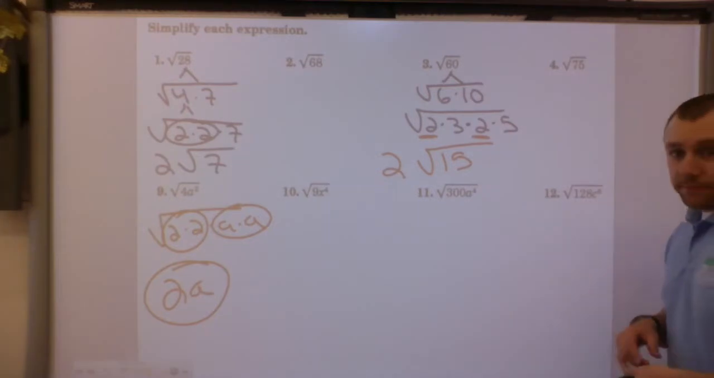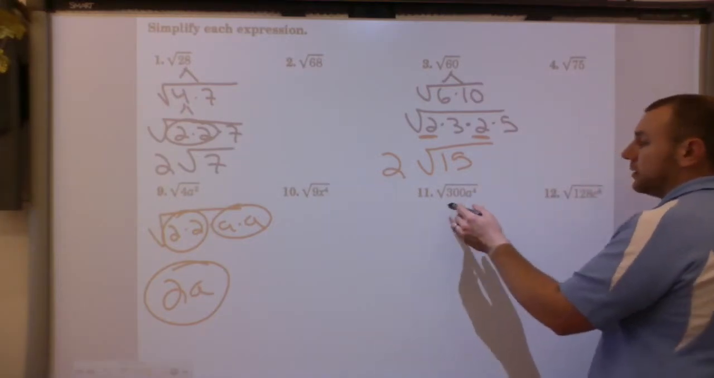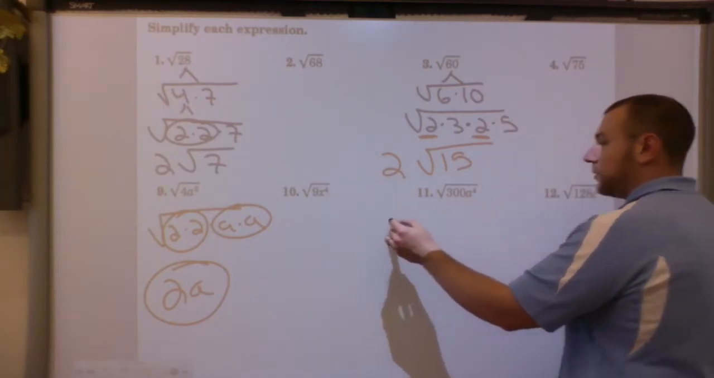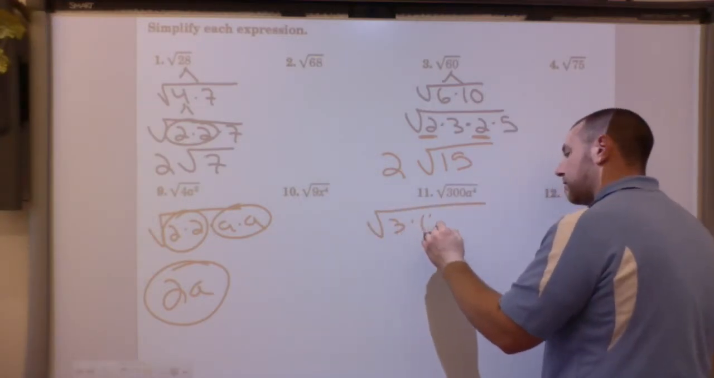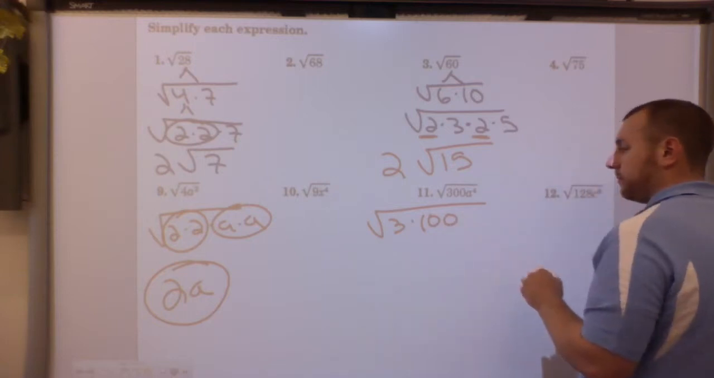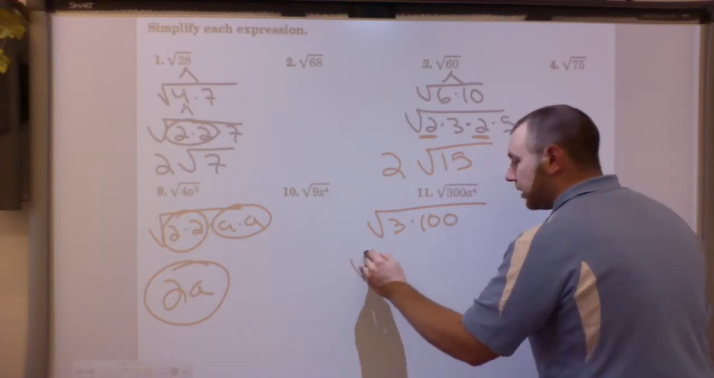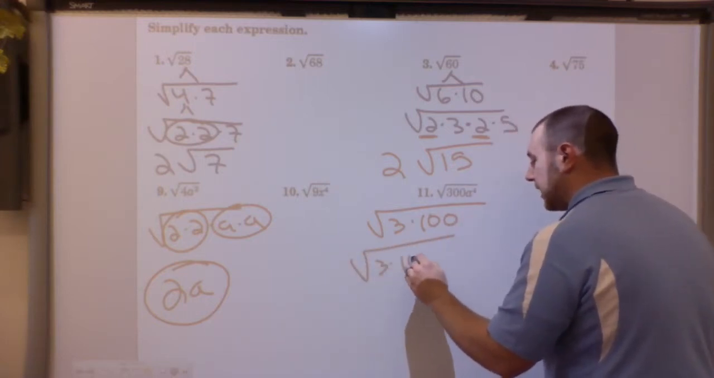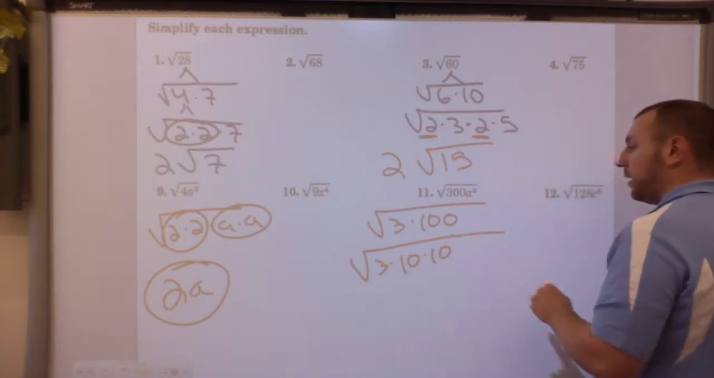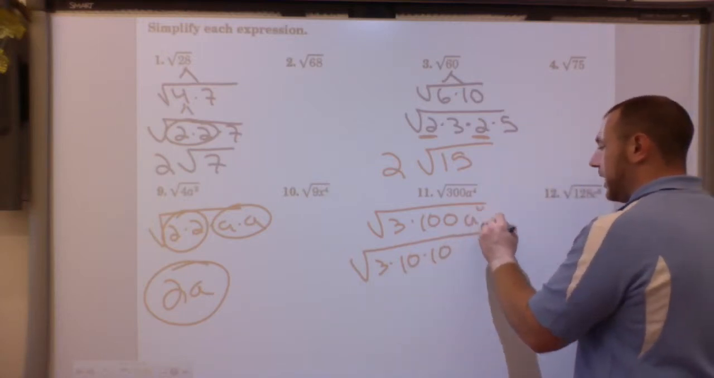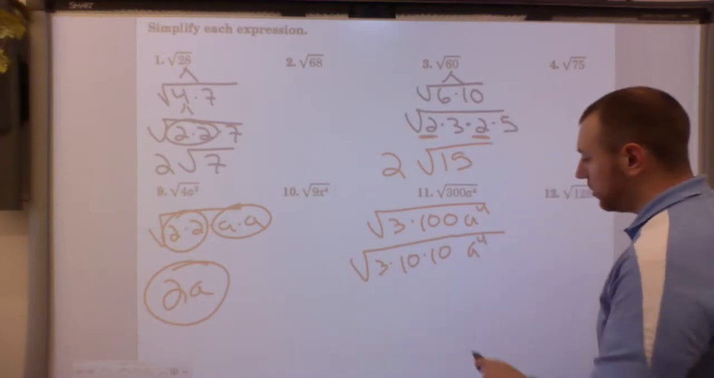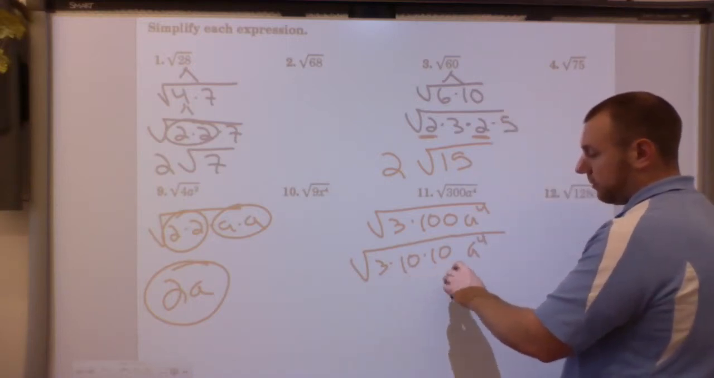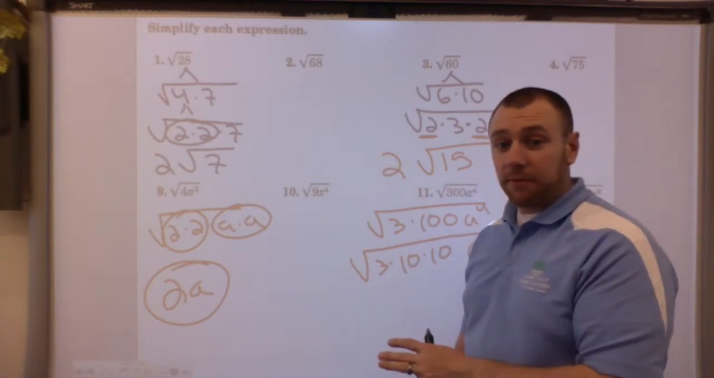For 11, I just wanted to talk about this 300, because if you recognize it as 3 times 100, and then break down the 100 into 10 times 10, I actually don't have to go down any further. So oftentimes, students will break this down into 2 times 5, 2 times 5, creating another step for themselves.